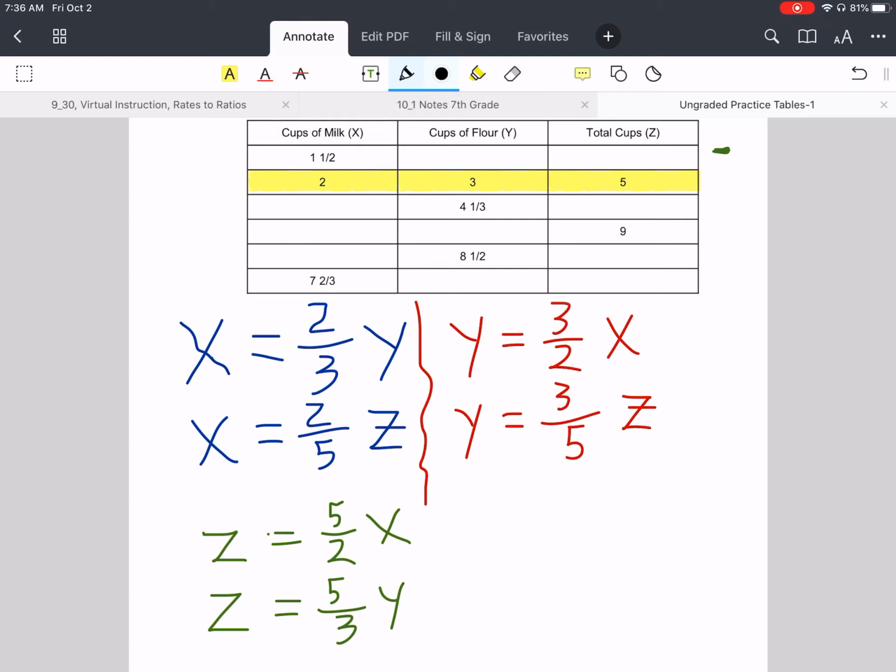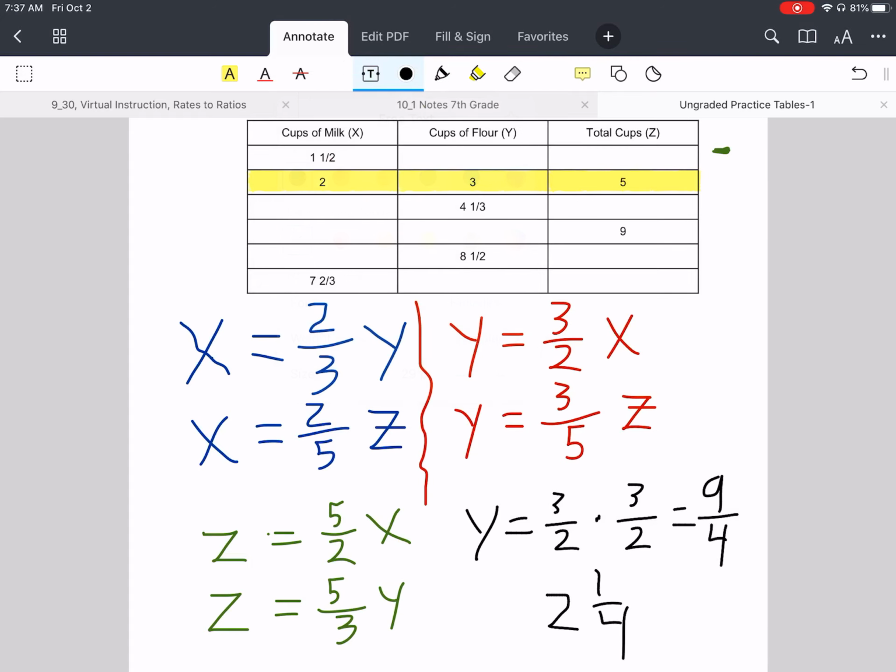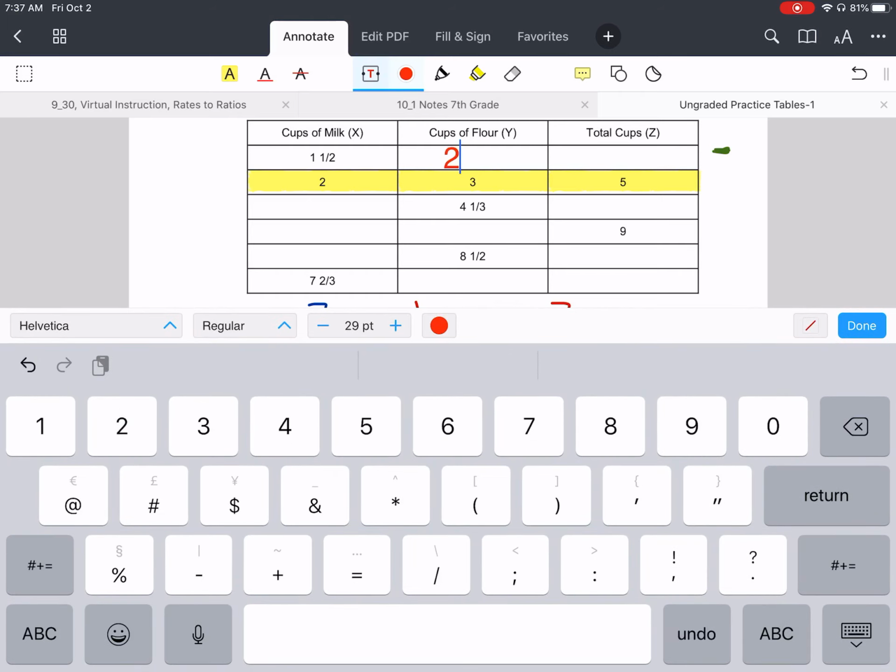So y equals 3 over 2 times x, and x is 1 and 1/2, which we're going to change to an improper fraction of 3 over 2. That equals 9/4. And we know that 4 goes into 9 2 times. So that's our whole number, and there is 1 left over. So our cups of flour will be, let's make this red, 2 and 1/4.